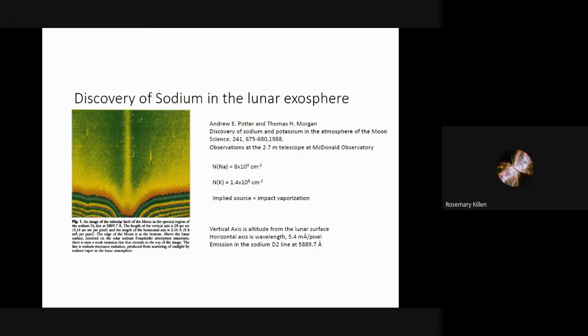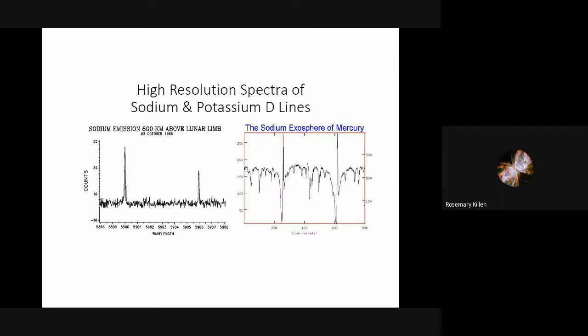So the next slide just shows a couple of observations of the emission lines. On the left is what you would see 600 kilometers above the lunar limb. Far away, you don't see the reflected solar spectrum from the surface like you do on the right. On the right, you see the emission lines, but you also see the reflected solar spectrum.